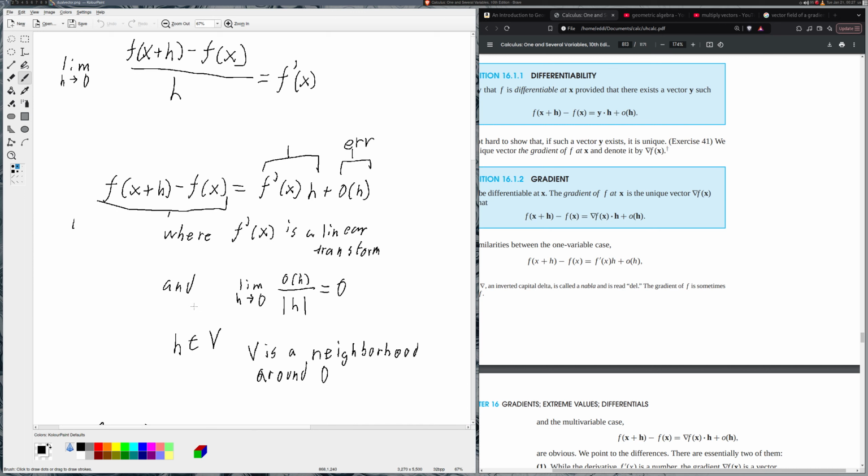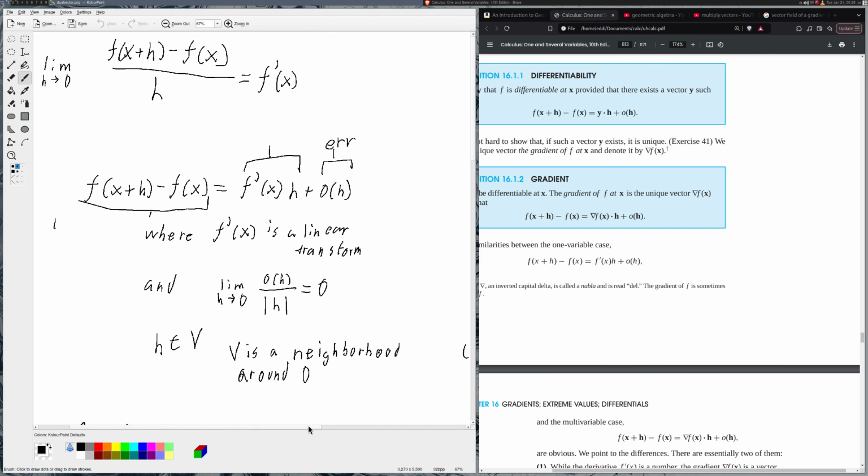So we have this linear transformation f prime of x, which approximates the function linearly at point x, and this acts on h, which is our change. We also have this error function o of h, just to give a little leeway to account for errors. When you add these two, you get the change f of x plus h minus f of x. The book also added that h is in a neighborhood around 0.